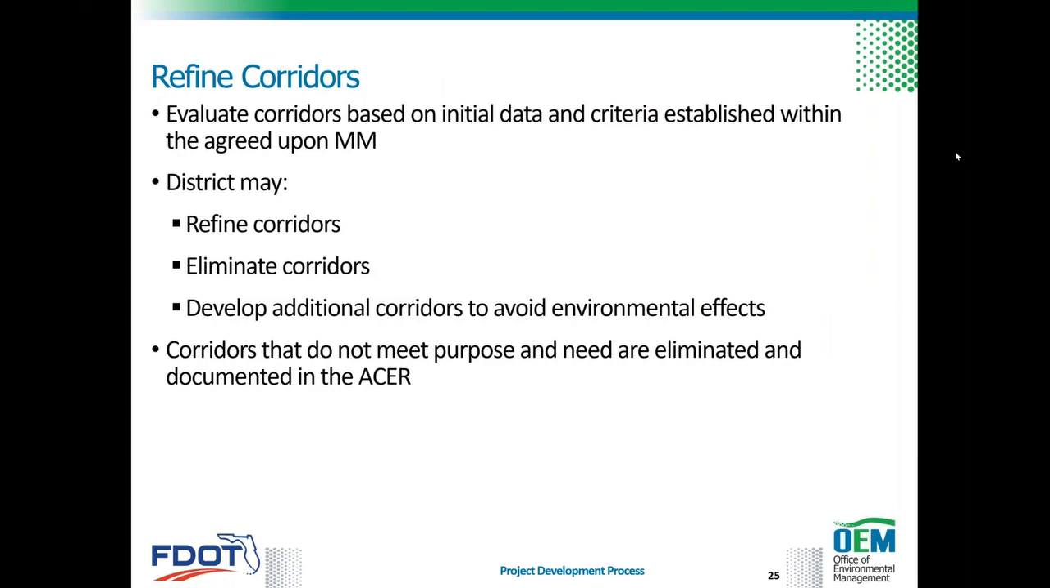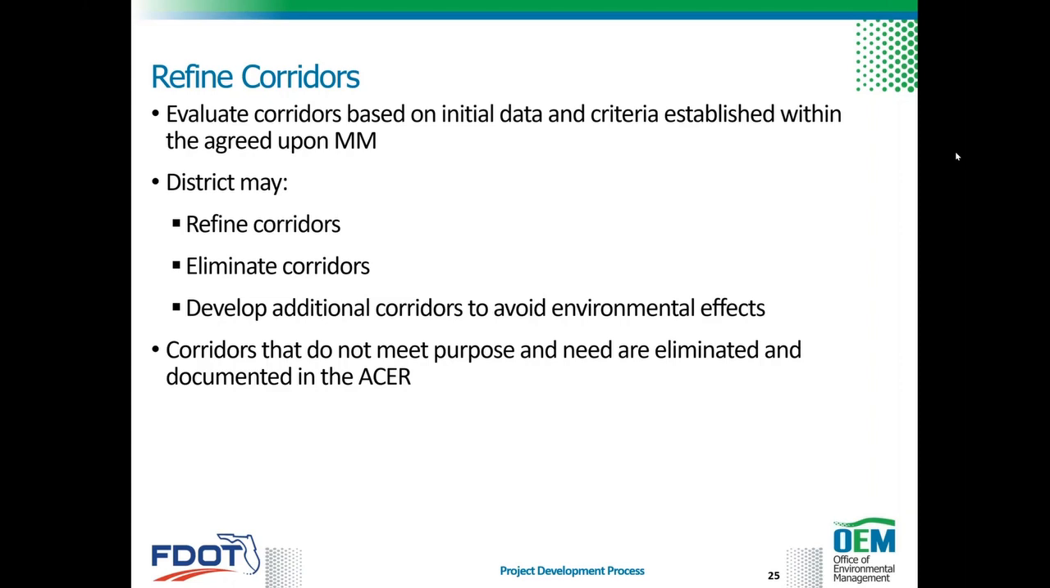Okay, and to refine the corridors, the district evaluates the corridors using initial data and the criteria established and agreed upon in the MM. In studying the alternatives and considering input from the project stakeholders, the district may refine corridors, eliminate corridors, or develop additional corridors to avoid potential environmental effects. The refinement of corridors to avoid potential environmental effects also considers the corridor vision, purpose and need, and public input, as well as engineering and economic feasibility.